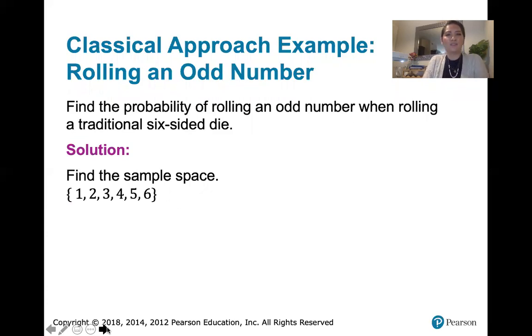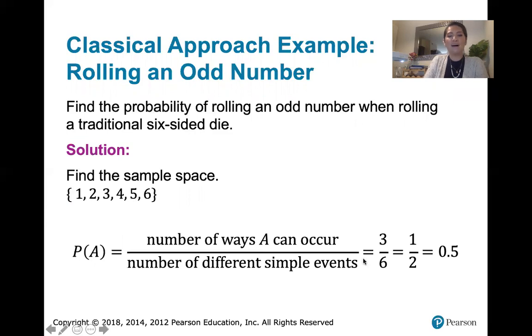Then the question says, what is the probability of rolling an odd number? How many ways can you roll an odd number from the sample space? If you rolled a 1, that would be an odd number. If you rolled a 3, that would be an odd number. If you rolled a 5, that would be an odd number. So there are 3 ways that you can roll an odd number out of the 6 possible outcomes. So the probability of rolling an odd number is 3 out of 6, which simplifies to 1/2 or 0.5. There's a 50% chance, if you prefer, but instead we'll call it a probability of 0.5.